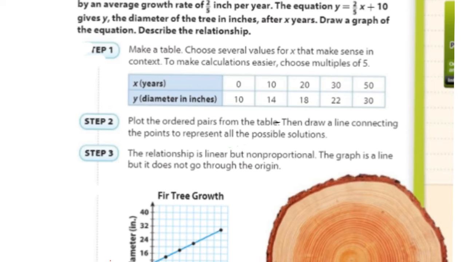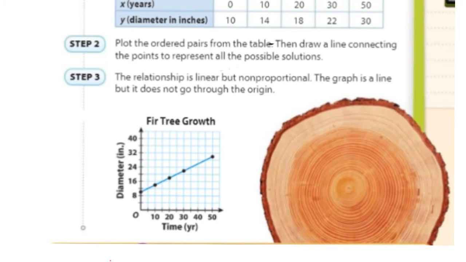And then they ask us to describe the relationship. So what they said here was the relationship is linear, so it forms a line, but it's non-proportional. It doesn't go through the origin. This is much better if you do this whole thing yourself, but again, they have it completed for you, so we just kind of explained it.